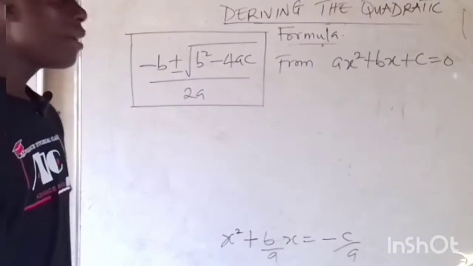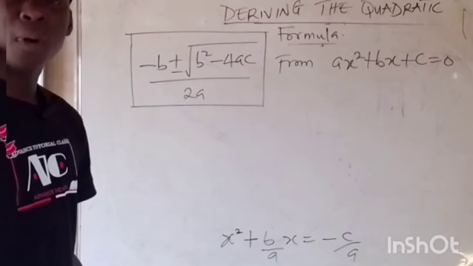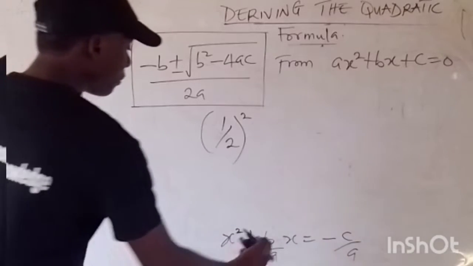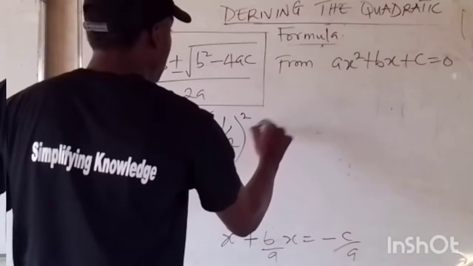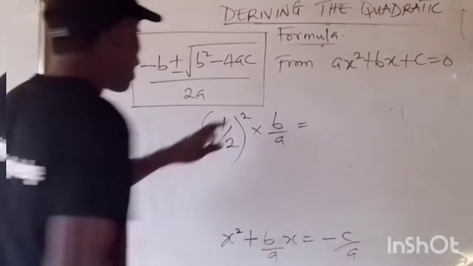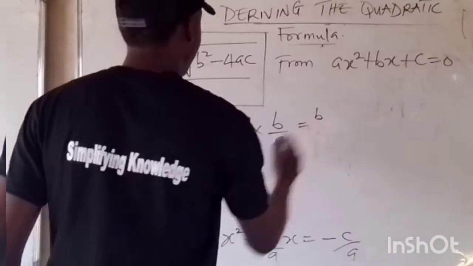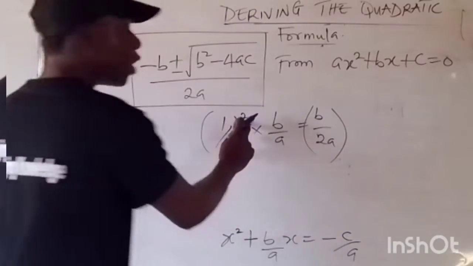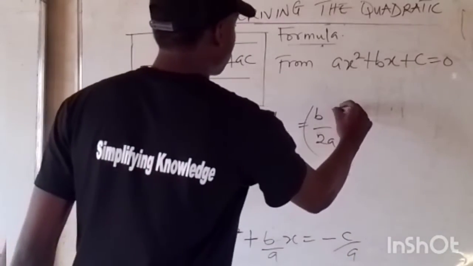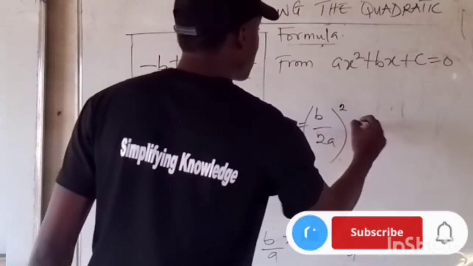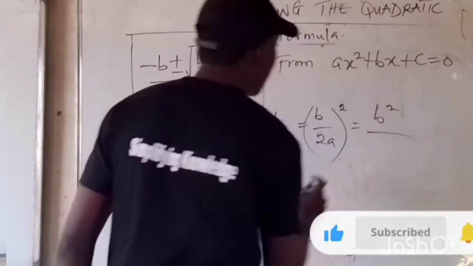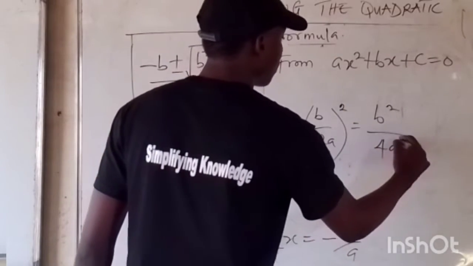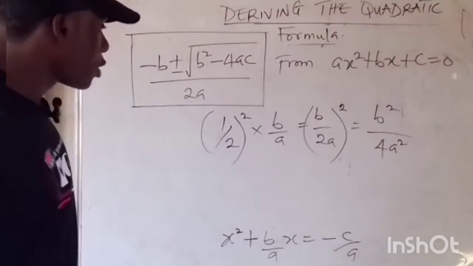Now the next step is to add to both sides half the coefficient of x squared. Half of b over a, which is b over a, so this is times b over a. Now 1 times b is b. 2 times a is 2a. Now, notwithstanding, we have x squared here, so this is b squared over 2 squared, which is 4, and a squared. That's a squared, isn't it? So I have it here.